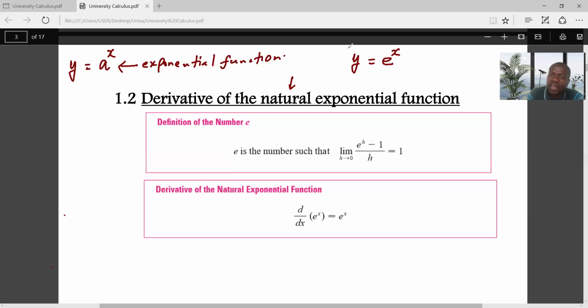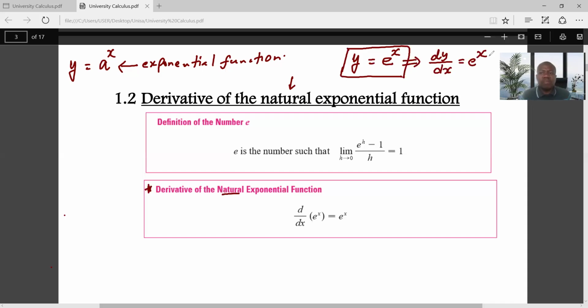So the question is, how do we find the derivative of a natural exponential function? In other words, how do we determine dy over dx, which is a derivative? According to the definition here, the derivative of any natural exponential function is always equal to e to the power of x, which means the derivative of e to the power of x is always equal to e to the power of x. We need to prove this.